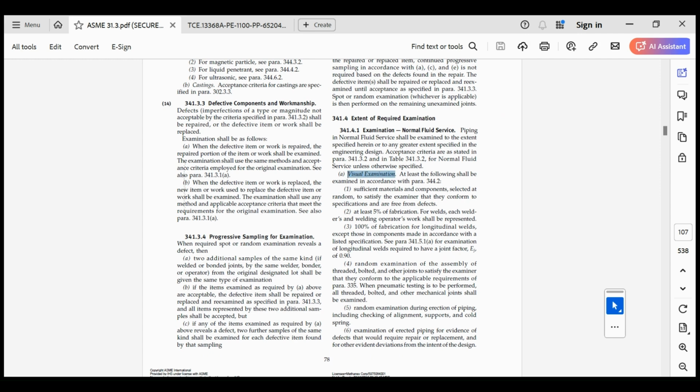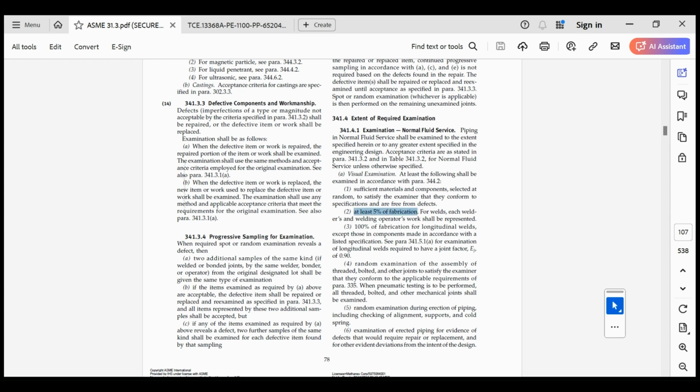Now for example, if we are talking about visual examination, how much visual examination we have to perform, right? If you look at these, this is defining the extent. Sufficient materials and components selected at random to satisfy the examiner that they conform to specifications and are free from defects. Remember, we talked about the responsibilities, either from inspector side, third party, contractor, or owner, right? They have to be satisfied.